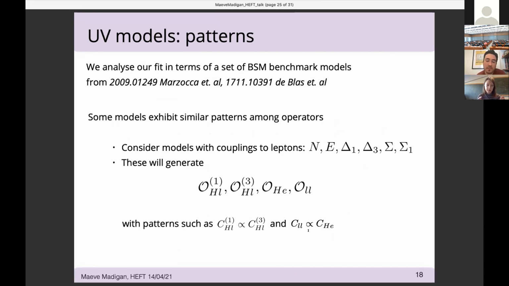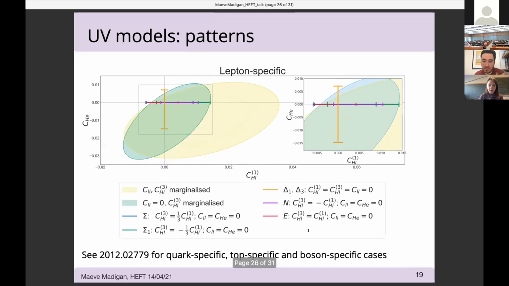In order to look at what the fit means for these kinds of patterns, we reperform the fit in the subset of operators relevant to these models. Here we're looking at the constraints in the plane CHE versus CHL1. The yellow ellipse shows what happens when we constrain those operators while marginalizing over CLL and CHL3. Then similarly, when we set CLL equal to 0, the constraints shrink slightly, and we get this green ellipse here. This is really just a guide for models of this type. Generally, we'd expect them to fit somewhere within these kinds of constraints.